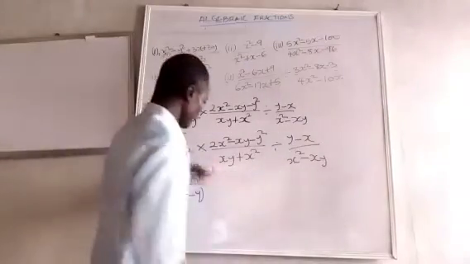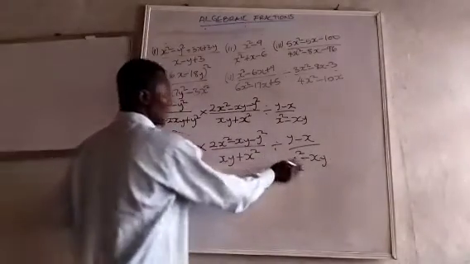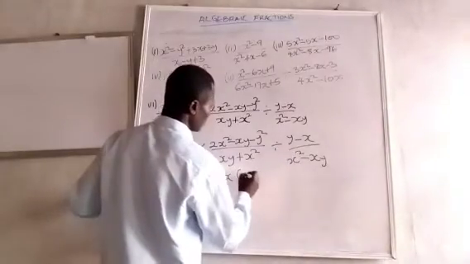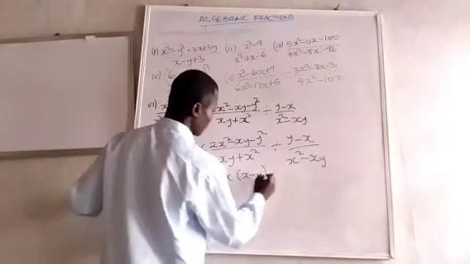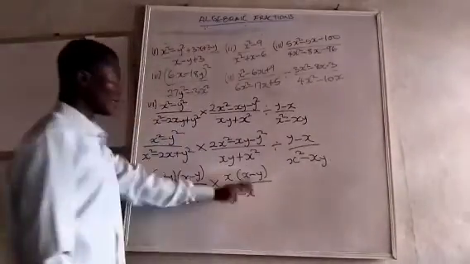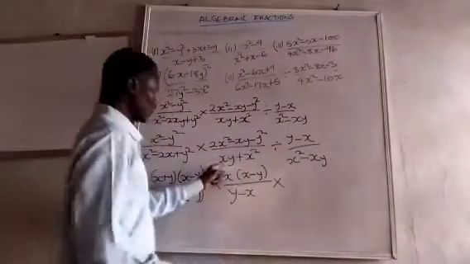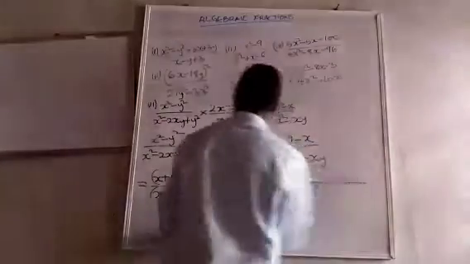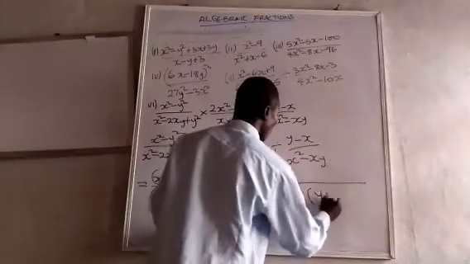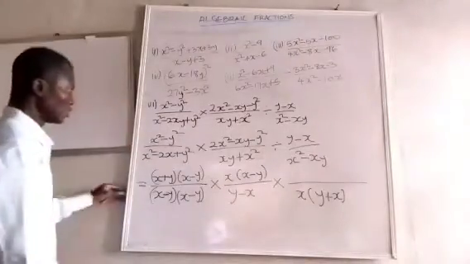Now let me bring this one here. Times, if you change, let's make it x into x minus y divided by y minus x. That one stands like that. Let's now undo this last one. The denominator, I can easily make it like this: x into y plus x. You can see. Let me work on this numerator.